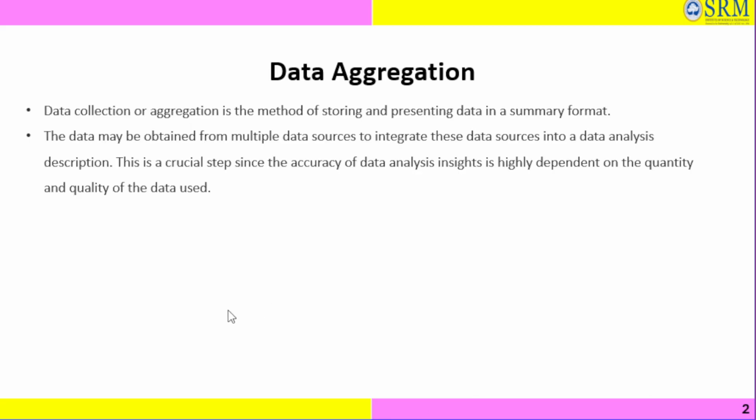Then we have data aggregation. Data aggregation is combining various data sources, so it is called data collection or aggregation. It is a method of storing and presenting data in a summary format. This data may be obtained from multiple data sources to integrate them into a data analysis description. It is a crucial step since the accuracy of data analysis insights is highly dependent on the quality and quantity of data. For example, you could calculate the average sales for a specific product category by combining the sales data for all products within the category.